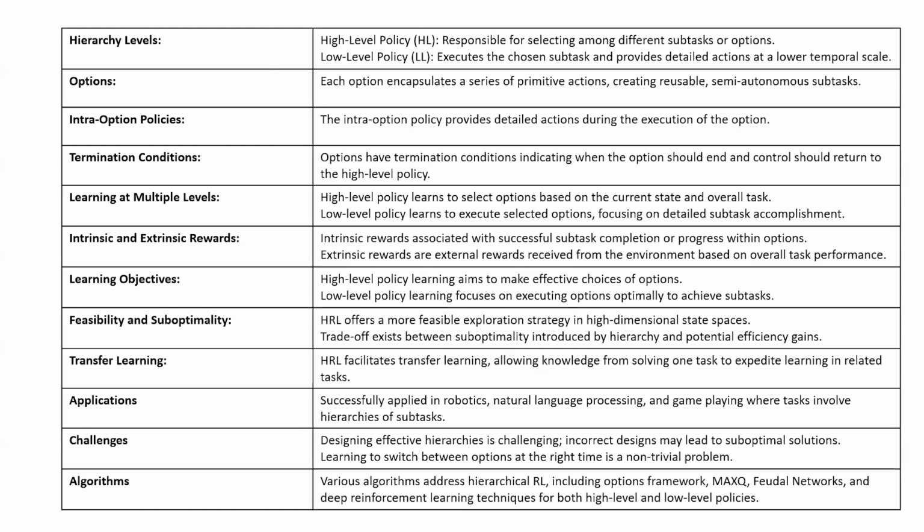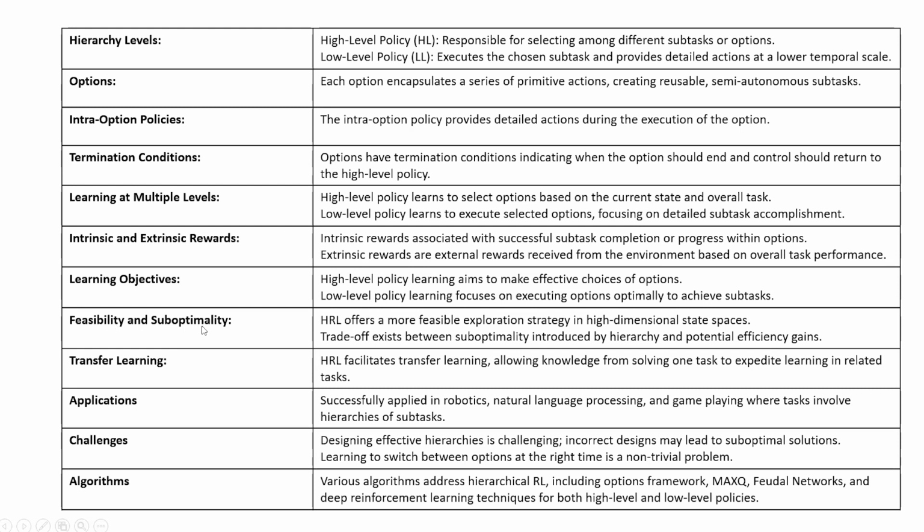You have learning at multiple levels. The high-level policy learns to select options based on the current state and overall task. The lower-level policy learns to execute the selected option, focusing on detailed subtasks. You have intrinsic and extrinsic rewards. Intrinsic reward is associated with successful subtask completion or progress within an option. Extrinsic rewards are external rewards received from the environment based on overall task performance. You have the learning objective: high-level policy learning aims to make effective choices of options, and lower-level policy learning focuses on executing options optimally to achieve subtasks.